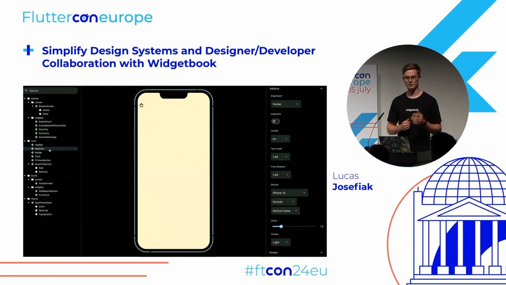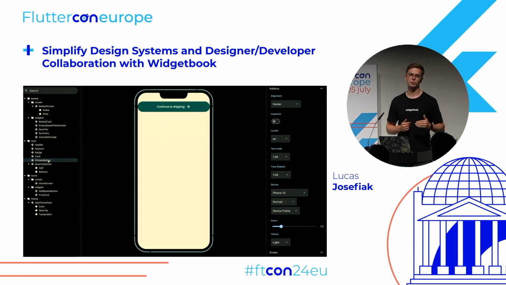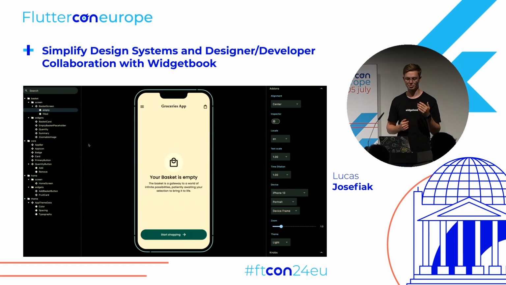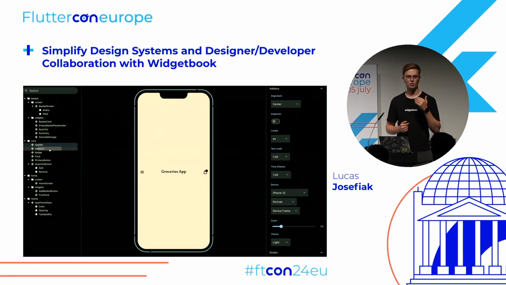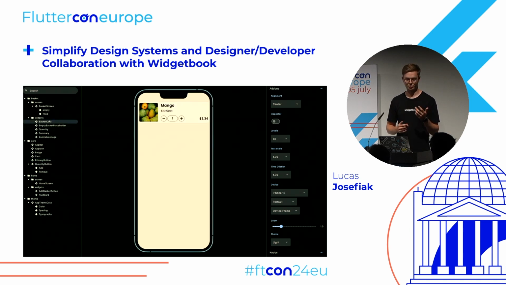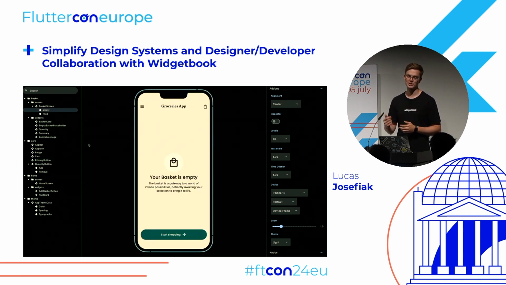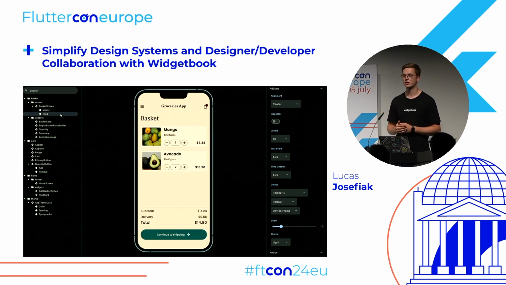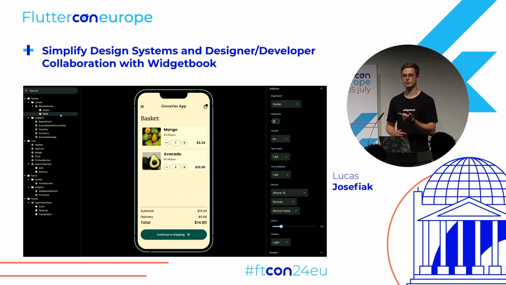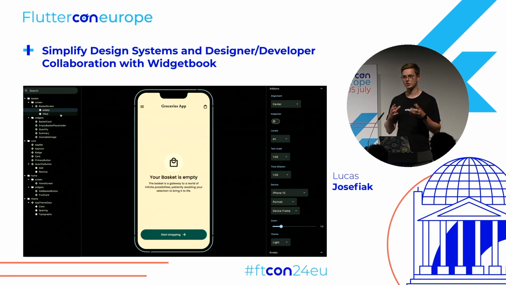So you see here on the left side, you get a nice overview of all of your different widgets. So you can start just with your atoms, for example, with your badge or your card, but you can also catalog more complex widgets like molecules, for example, the basket card, or also entire screens like the basket screen. And for each and every widget that you're cataloging, you have the chance to catalog different use cases of your widgets. So in our case with the basket screen, we have one use case empty and another use case filled. So you have, in the end, the chance to catalog all of your relevant use cases here.